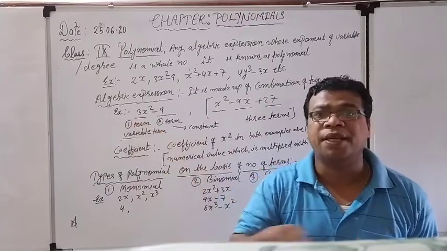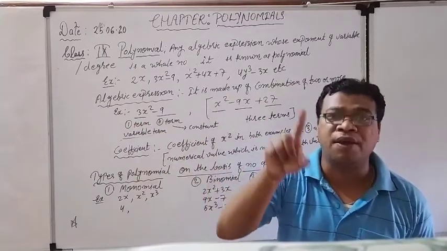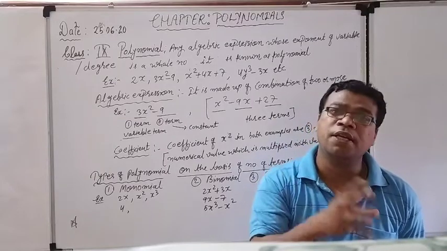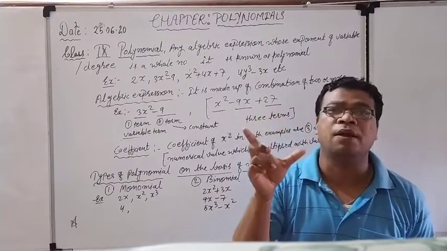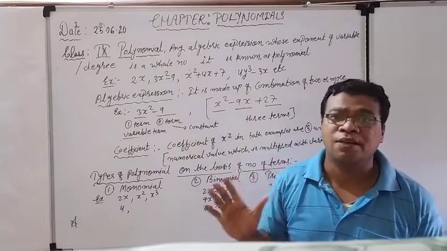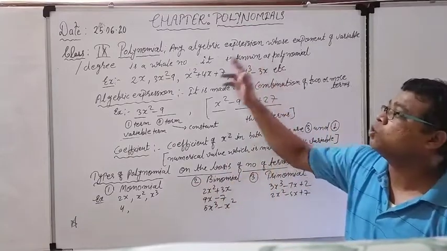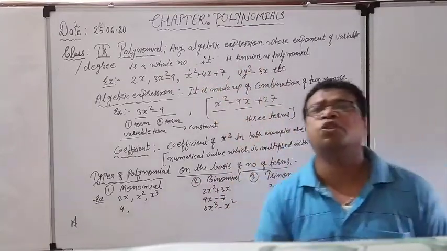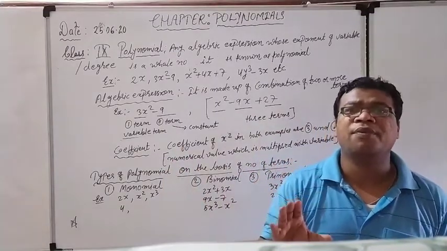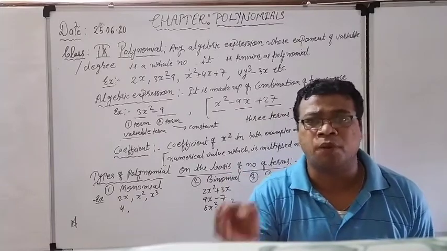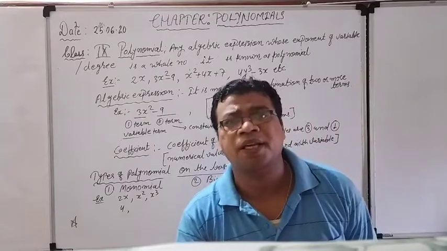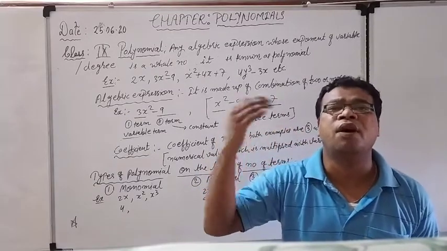In any algebraic expression, the highest power of any variable related to a particular term is known as the degree. What is the degree? The highest power of any term's variable. That is known as the degree. So the degree must be a whole number. That is the foremost condition here. We have to see the algebraic expression, and then the highest power of the variable. Why? Because the highest power of the variable is known as the degree of the algebraic expression, or the degree of the polynomial.